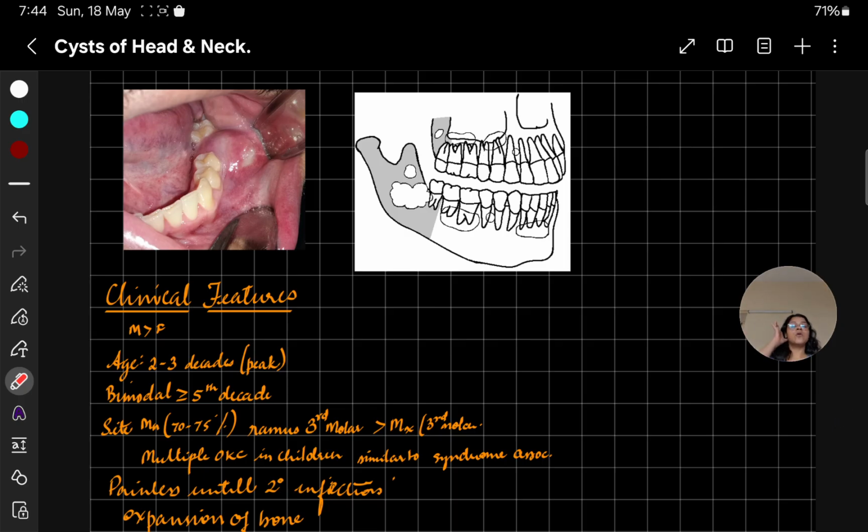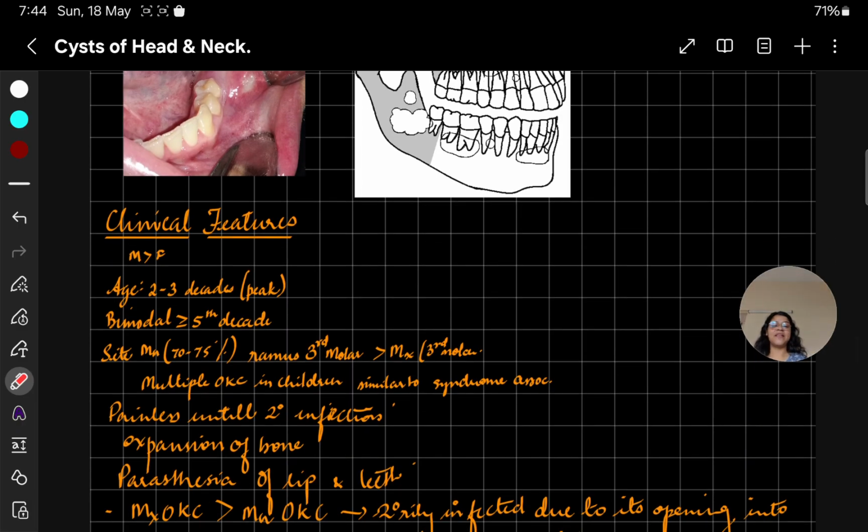Okay. So multiple OKC in children, if seen, it's similar to the syndrome associated one. You will have the satellite cells into the connective tissue. Good, I did not say cytoplasm.